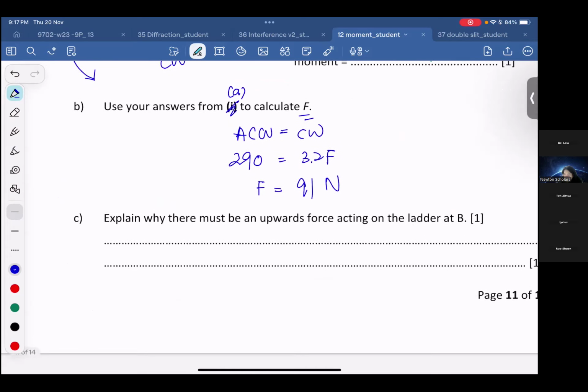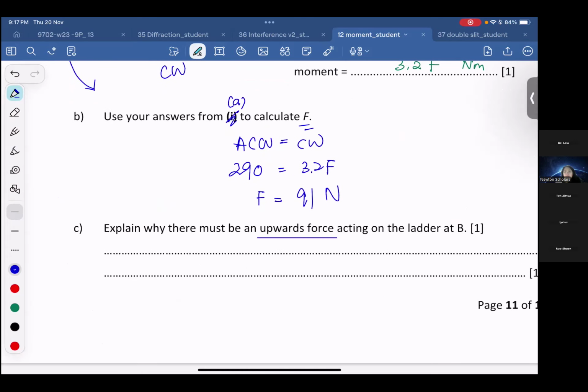Okay, they must have an upward force because there is a downward force, the weight. We need to balance it. So one of the answers is to balance the weight. Then we can say to make the resultant force 0, or you say to keep the ladder in equilibrium. Okay, it's fine.